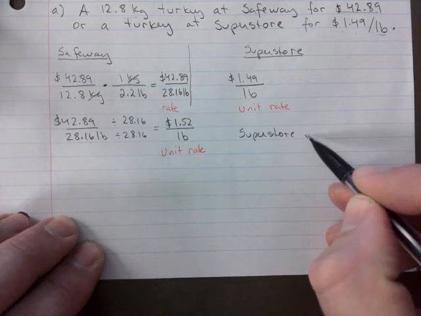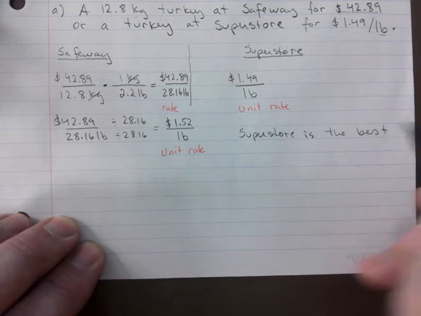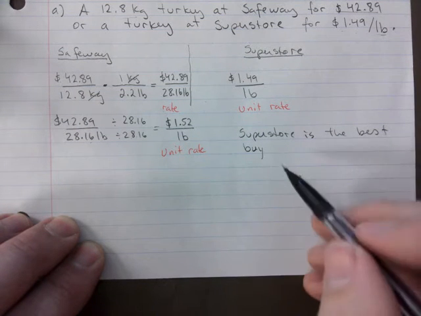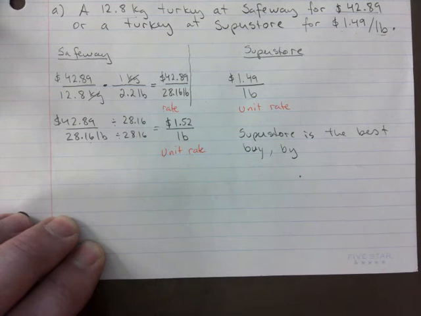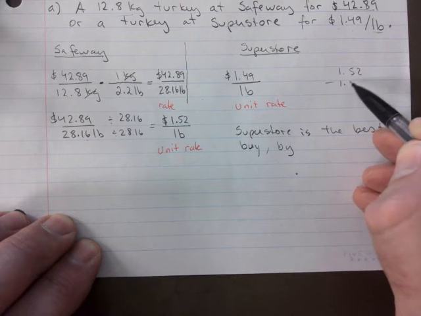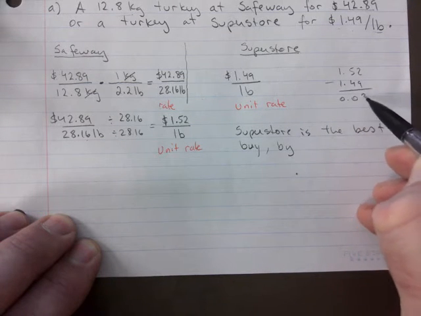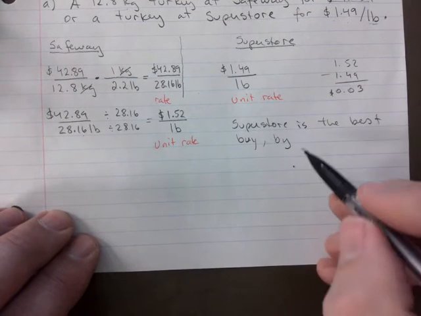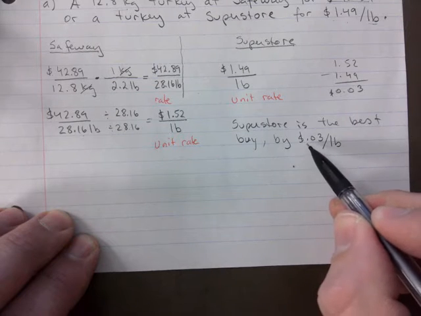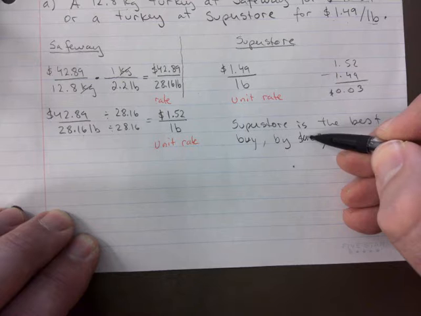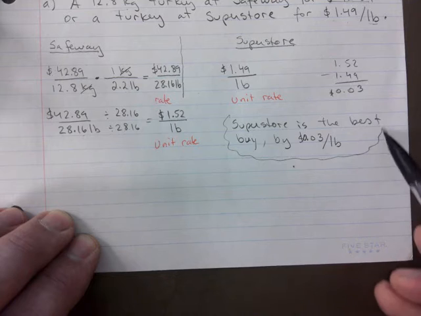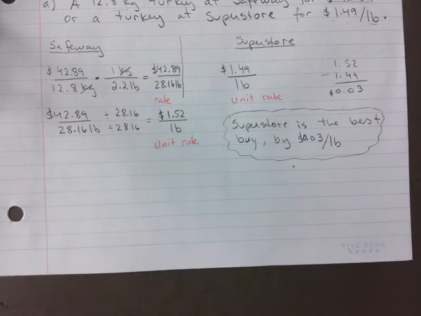Superstore is the Best Buy, comma, buy. How much is it going to be? It's not that much to calculate, but you just quickly do a little, right? It's 3 cents, right? Per pound that you're saving. Sorry, I should have put that 0 there. $0.03 per pound. So this is your concluding statement to do that.